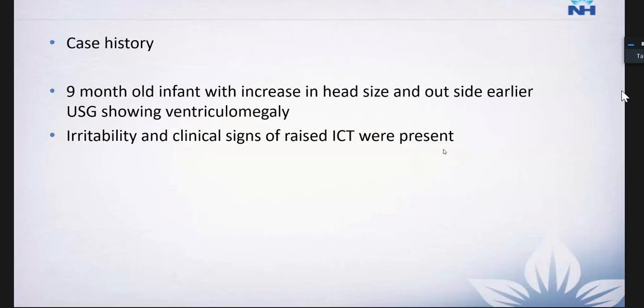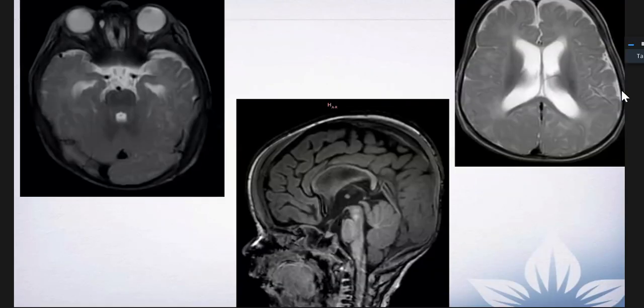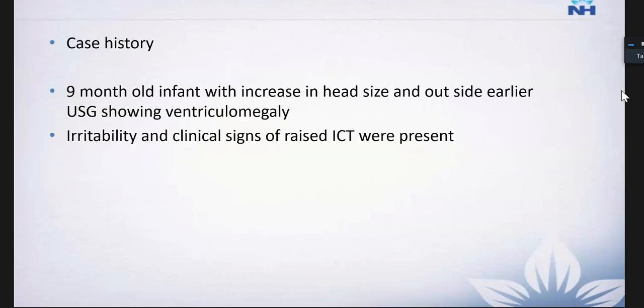Now going on to the next case. Here is one child, which was some sort of interesting case. A 9-month-old child who had an increase in head size, and the child was being followed on USG, and USG showed that there was some ventriculomegaly. When the child presented to our pediatric neurologist, the child was irritable and there were clinical signs of raised ICT, and there was some doubtful thing about the vision also.